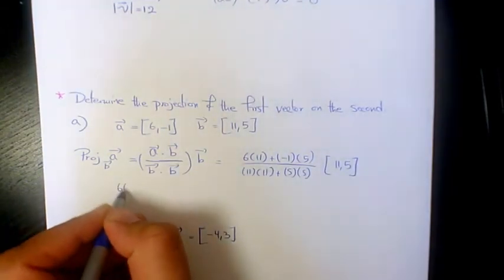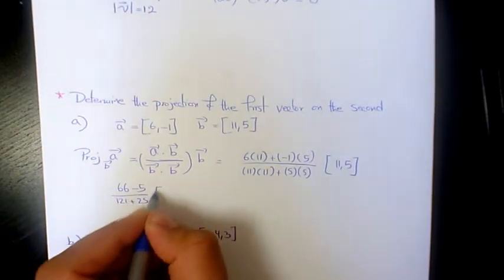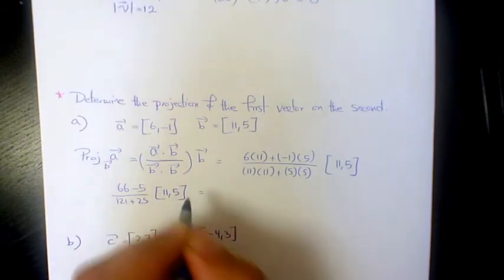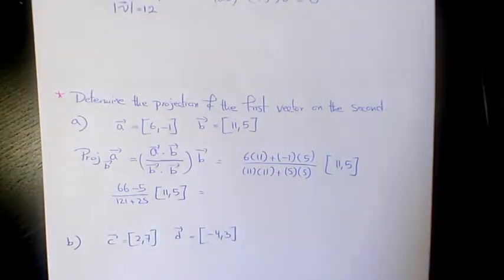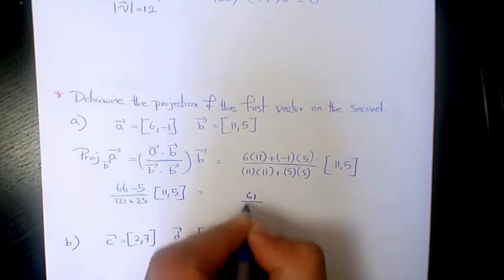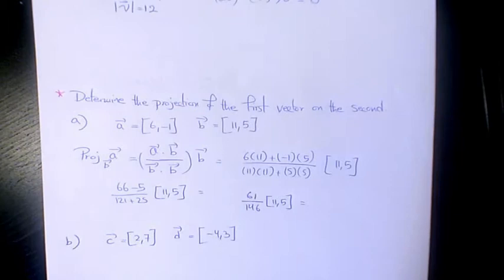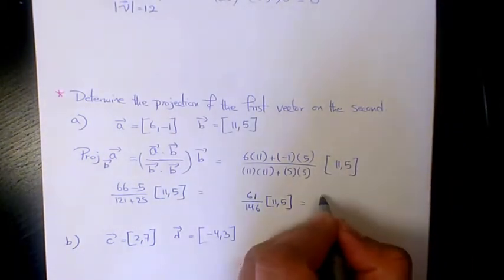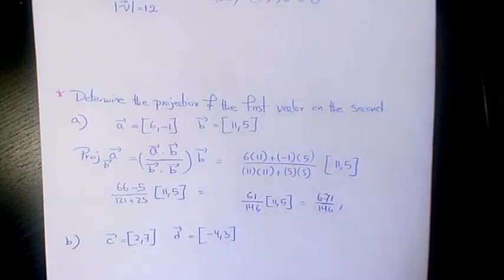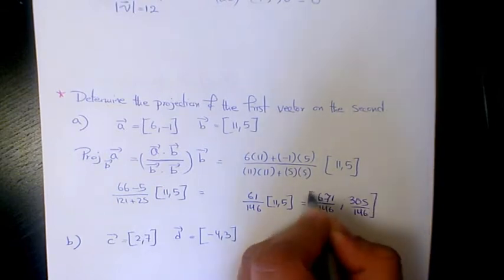So it's going to be 66 minus 5 divided by 121 plus 25, times 11 and 5. So 66 minus 5 divided by 146. We have 61 over 146 times 11 and 5. 61 times 11 is going to be 671 over 146, and 5 times 61 is 305 over 146.